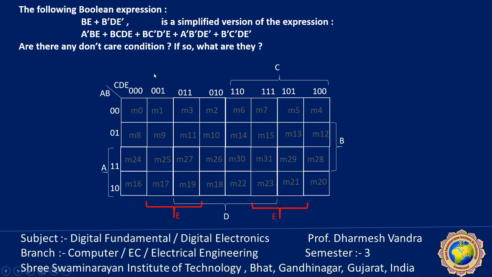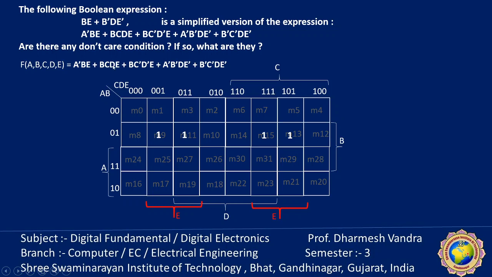So let's put the first term, our function is given A dash B E. So A dash B E, where A dash is the first two rows, so A dash B is 0, 1. This second row is called A dash B. And next is E, which is 9, 11, 15, 13. So these four minterms represent A dash B E.